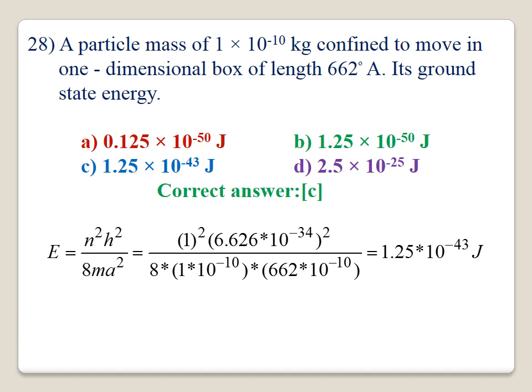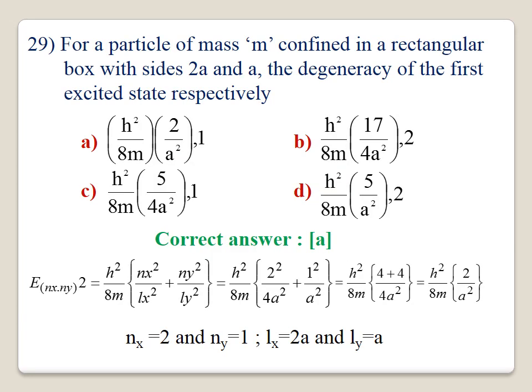You substitute it, the value of E will be equal to 1.25 into 10 to the power of minus 43 joules. Therefore, the correct answer is C. The explanation is also given here. 29. For a particle of mass m confined in a rectangular box of sides 2a and a, the degeneracy of the first excited state is asked.